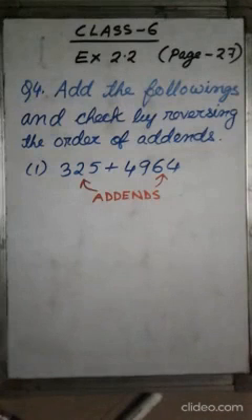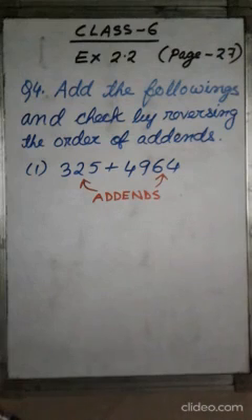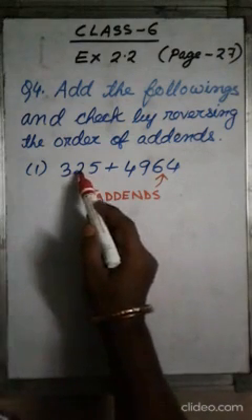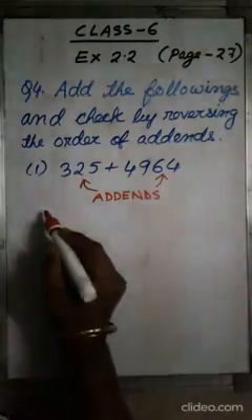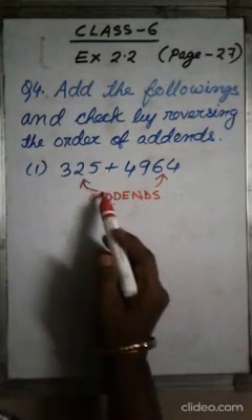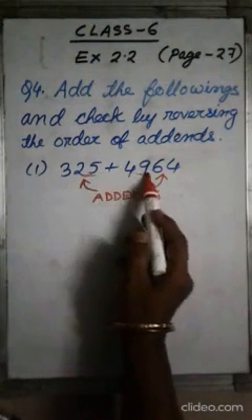The next question is question number 4. Add the following and check by reversing the order of addends. You know what are addends? The numbers which are to be added. This is addend and this is addend. So I have to add the two numbers.